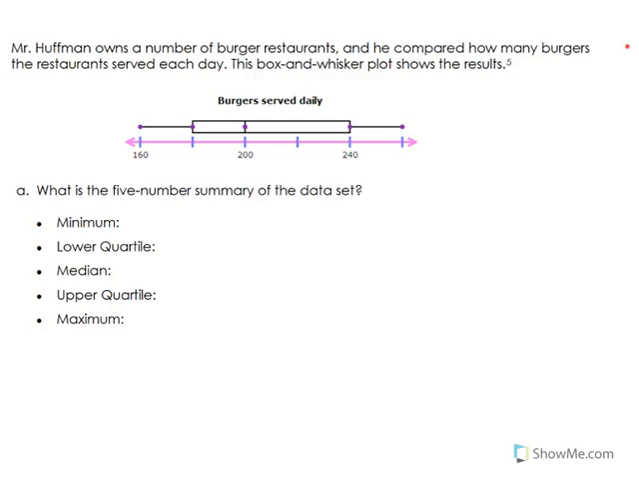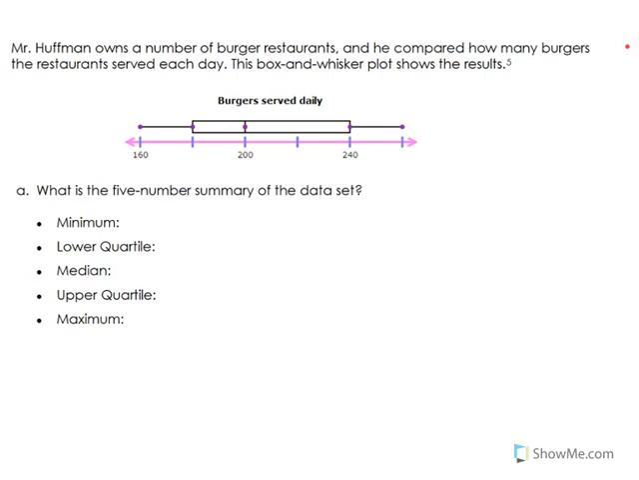So now we are going to look at a few examples of how to interpret and analyze the data from a box and whisker plot. Looking at this first example, it says Mr. Hoffman owns a number of burger restaurants and he compared how many burgers the restaurant served each day. This box and whisker plot shows the results.